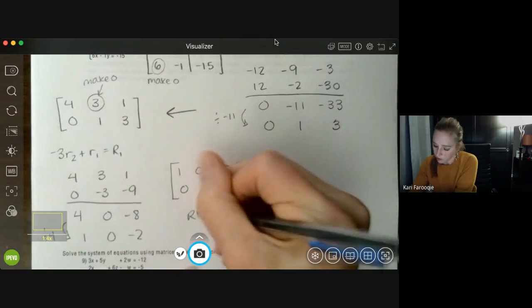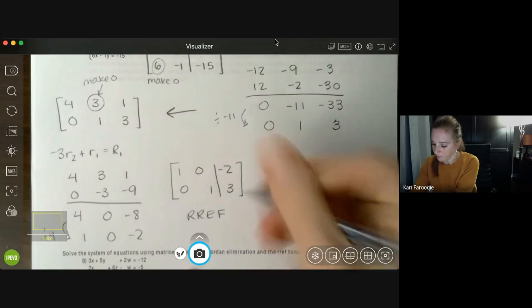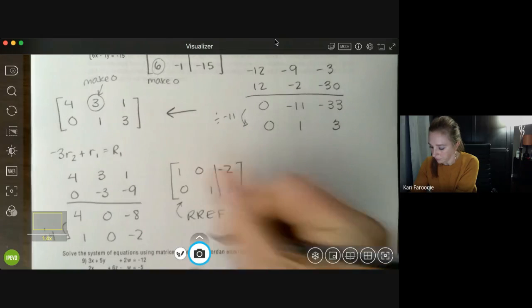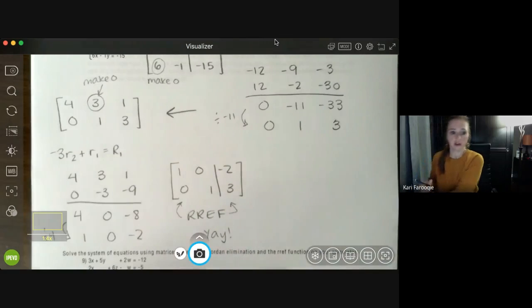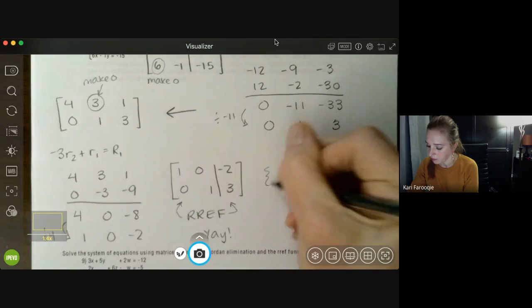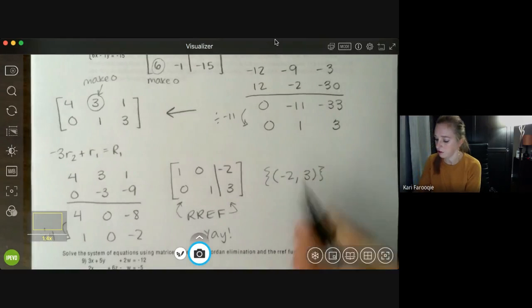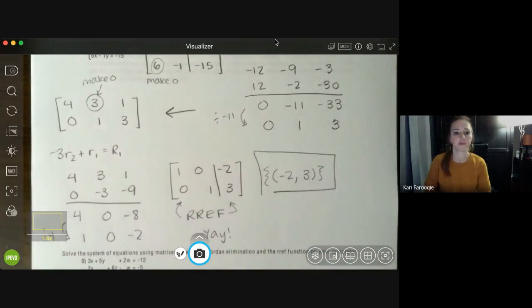Now you have a matrix that is in reduced row echelon form. Which is excellent. And now you don't have to worry about back substituting, because you know that y is 3 and x is -2. So when you write your solution set, x is -2, y is 3, and you're done. You can go back and check your solution if you should so desire.